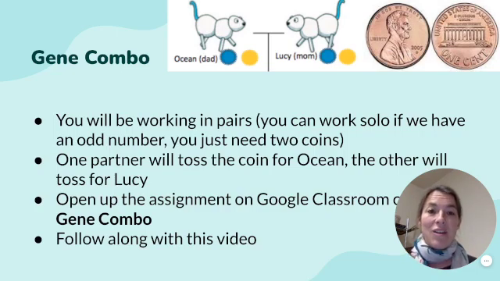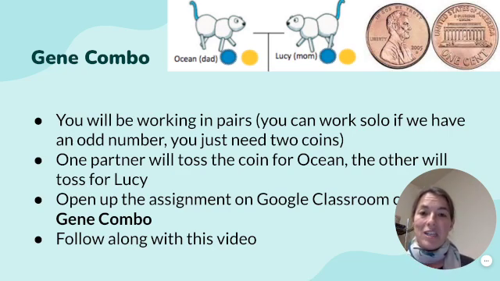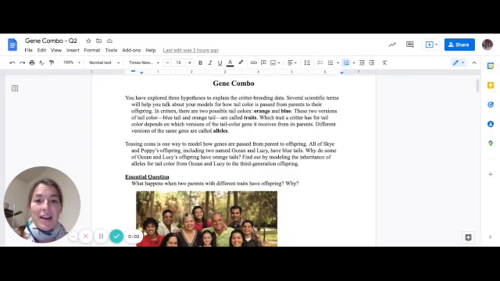Now, the assignment is on Google Classroom, so go ahead and open up your Chromebooks and open up the assignment called Gene Combo. It should have posted already. So let's pause for a moment and go ahead and do that. All right, once you have it up, let's go ahead and read the first paragraphs together, and then we'll look at what we're going to be doing in this experiment.